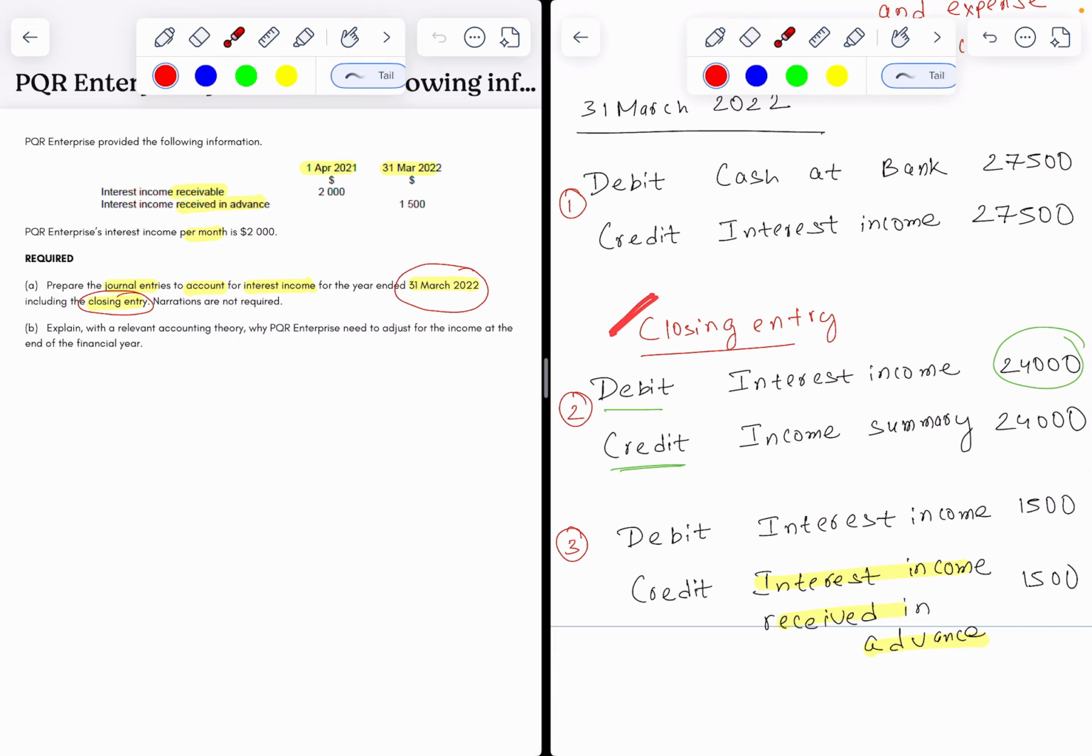So when we think of interest income that we have earned, the amount is $24,000 for the entire year. And what we have to do is make sure that all income and expense accounts are always reset to zero balances at the end of the financial year, so that we can start the next financial year with a zero opening balance, and that also lets us accurately calculate profit, okay? Now, what we have to do as part of this closing process is to transfer all the amount for income, which is $24,000 that we have earned, into an income summary account.